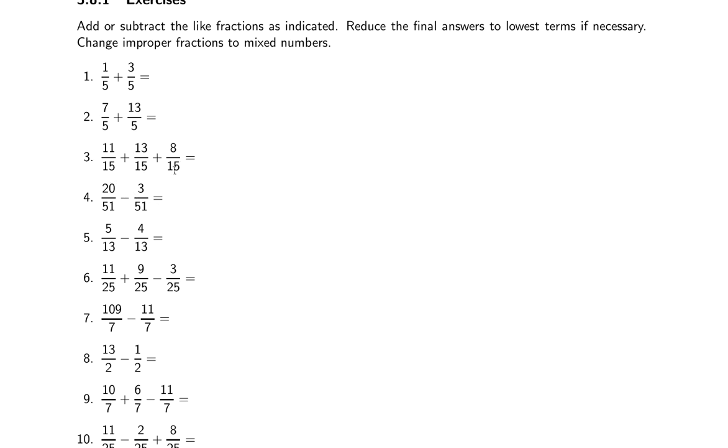And in an example like this, 11 fifteenths plus 13 fifteenths plus 8 fifteenths, it's the same deal. You're just adding the tops together. 11 plus 13 is 24, plus 8 is 32. So you get 32 fifteenths.